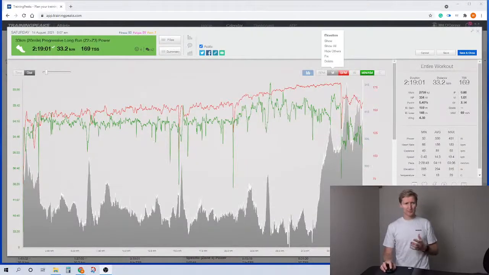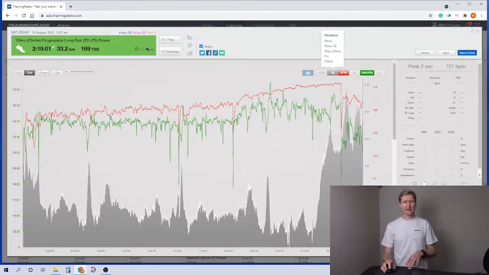Now, for runners, this isn't probably as important, but for cyclists, definitely. If we look at peak heart rates, I'm looking to see if there are any huge spikes where either pacing has been incorrect or there's been a massive increase in effort, output, or physiological costs. I can see here the peak is 181.